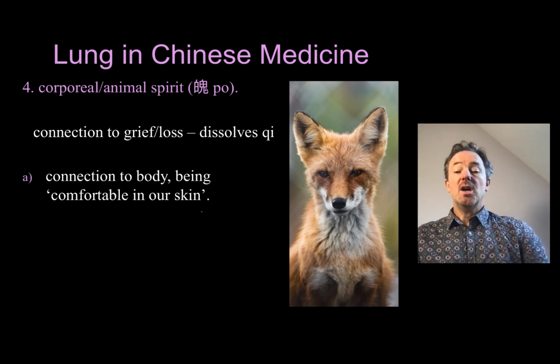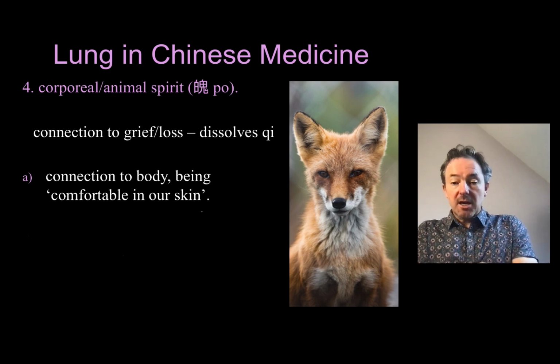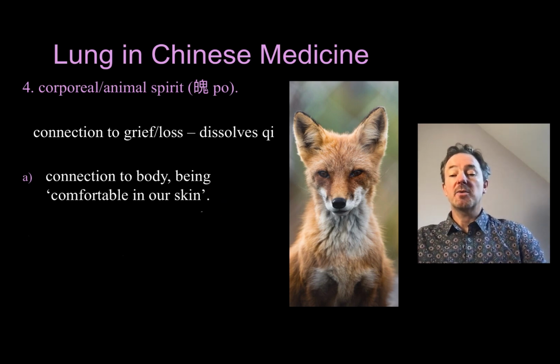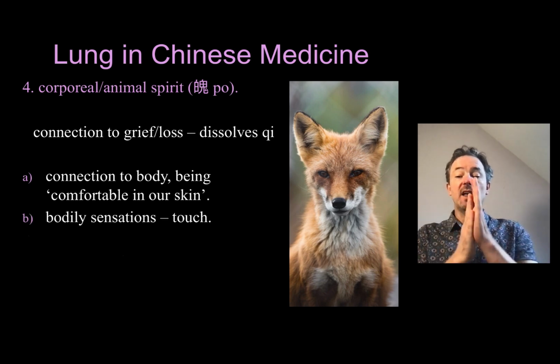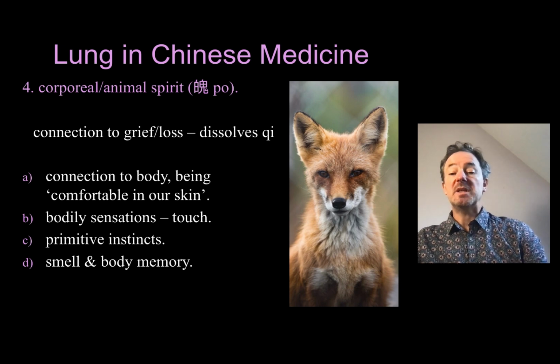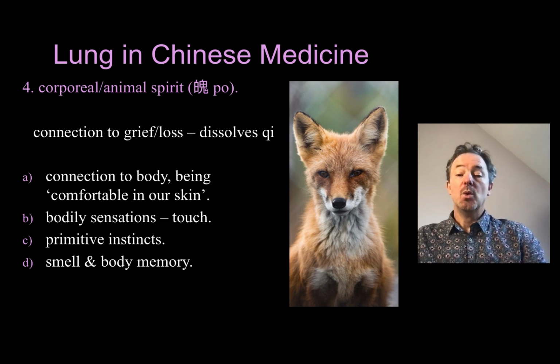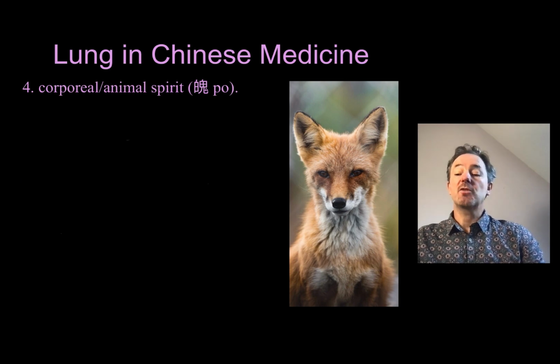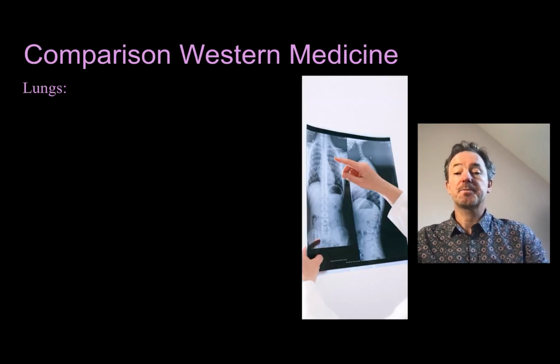The Po connects us to our physical bodies, so being comfortable in our skin, being happy in our own skin, with our physicality is to do with the Po. Bodily sensations like touch, and the primitive instincts, the sort of instincts we have as babies, and flinch instincts and things like that, are to do with the Po. And smell and body memory. So if you think of how when you smell something, you can be instantly transported back to a really visceral memory in a way that remembering it with your visual side of your brain doesn't have the same effect. This is to do with the Po.